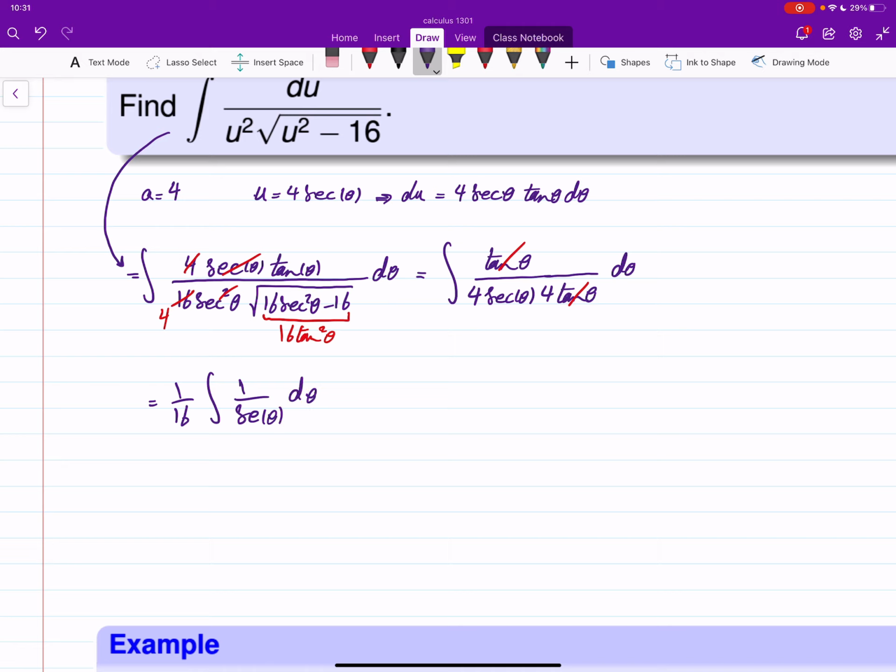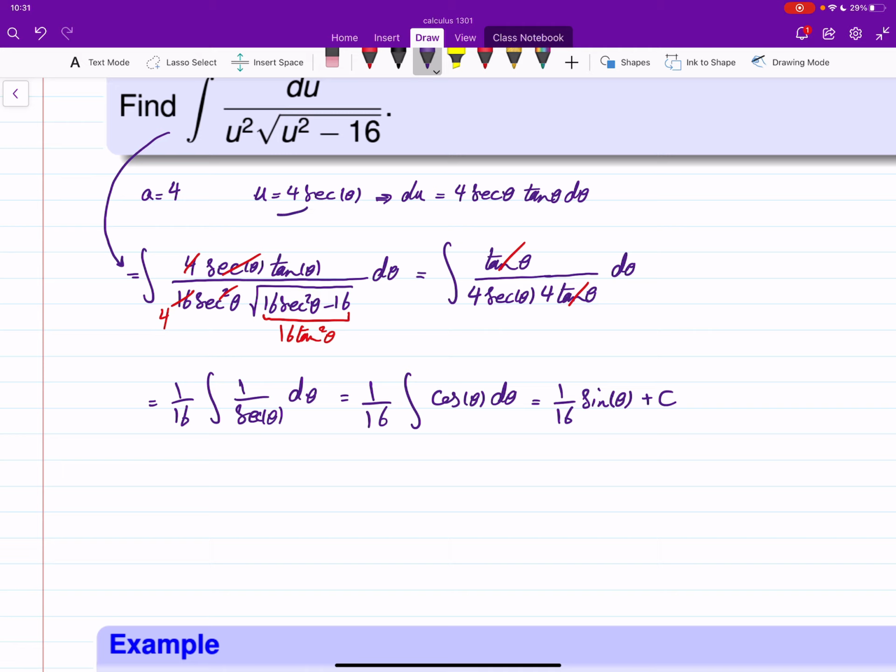theta. This may look like a strange integral, but remember that secant is 1 over cosine, so we will have the integral of cosine theta d theta. This is the easiest possible integral. This is an integral from the table of integration, and it is sine of theta. Okay, but we are not done.